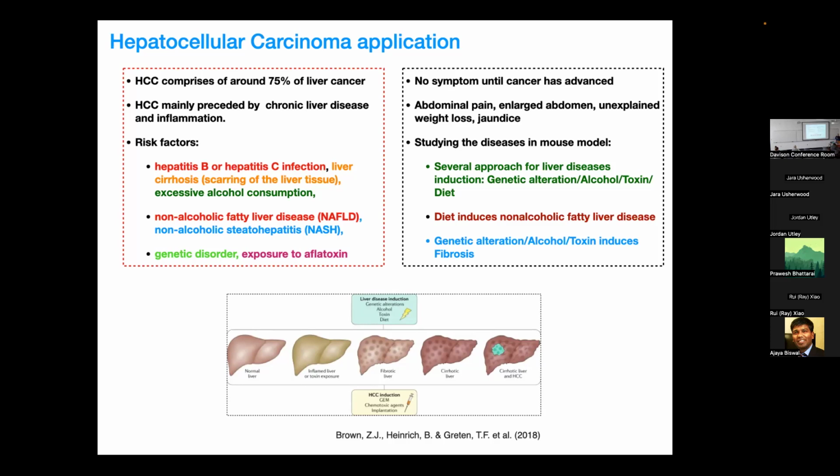There are many risk factors associated with this particular kind of cancer, like hepatitis B conditions, NAFLD, non-alcoholic fatty liver disease, or non-alcoholic steatohepatitis, or certain genetic disorders, or exposure to aflatoxin. These are some of the risk factors that basically increase your chances of getting liver cancer. The bad thing about this particular type of cancer is that it is not detectable until really, really late.